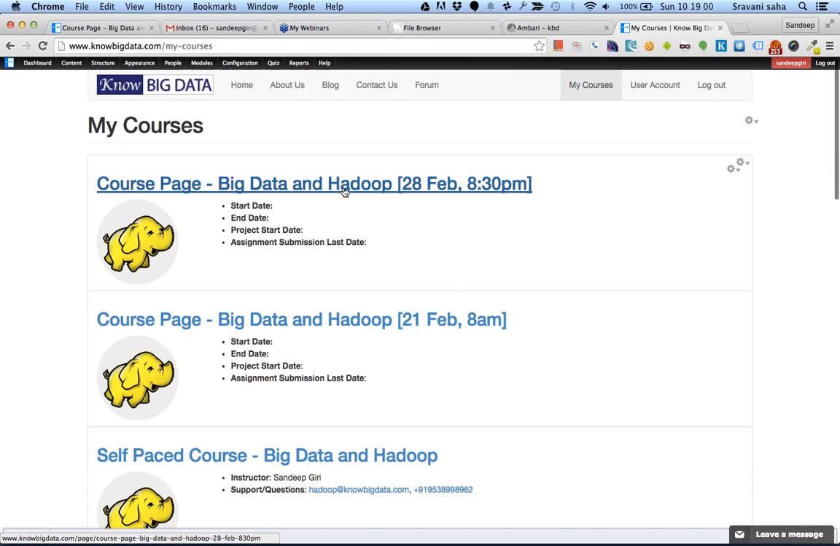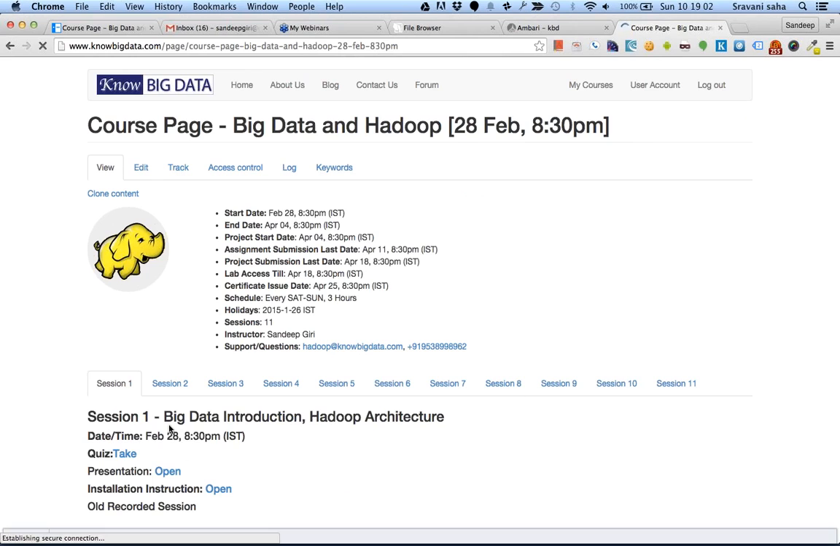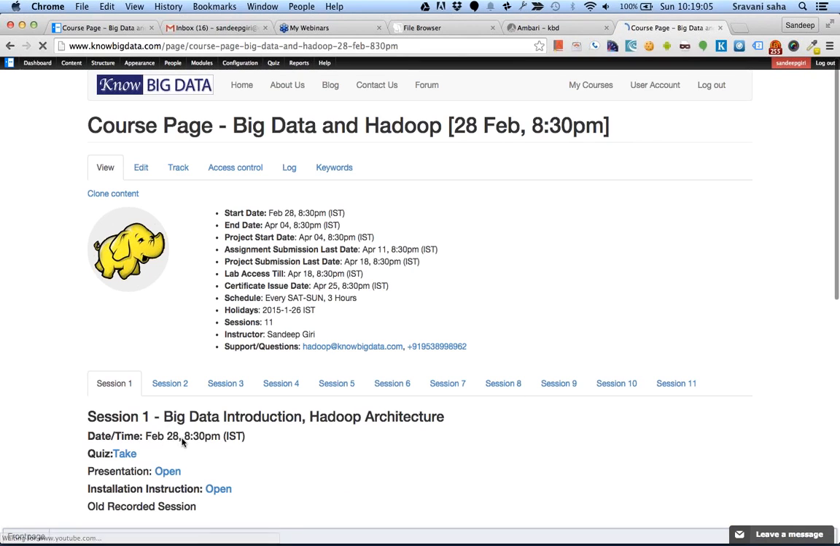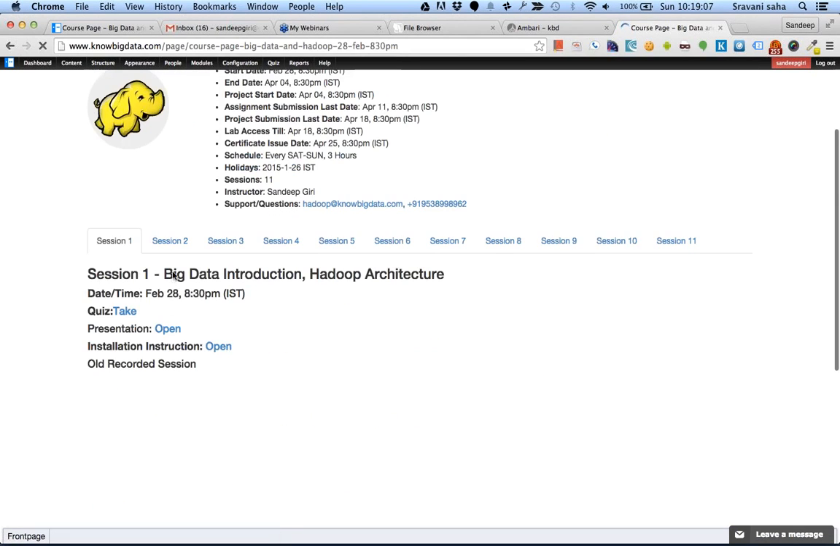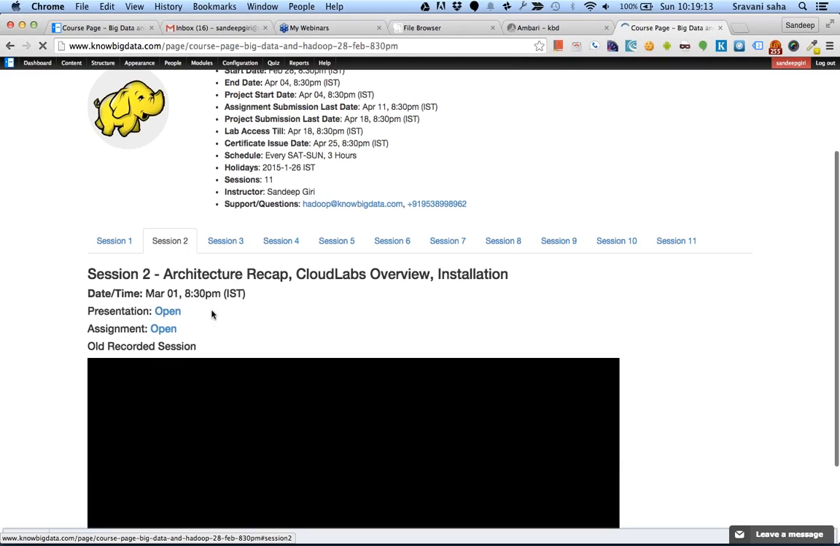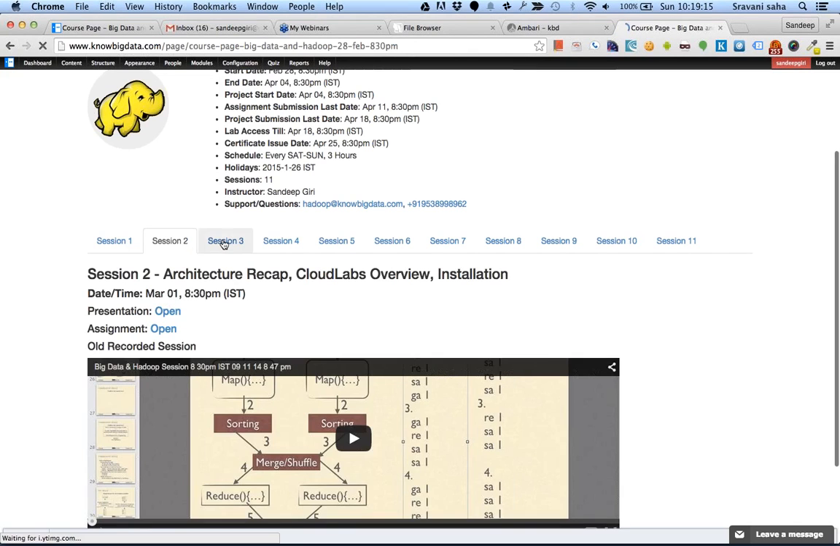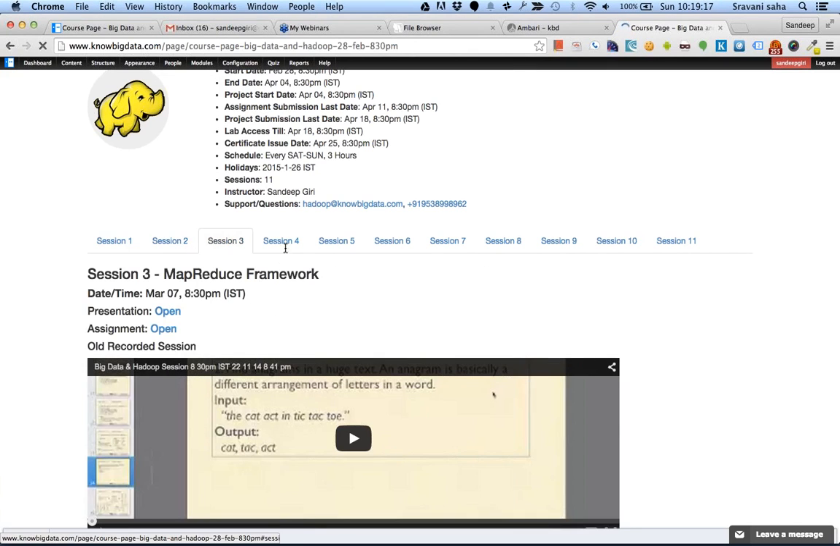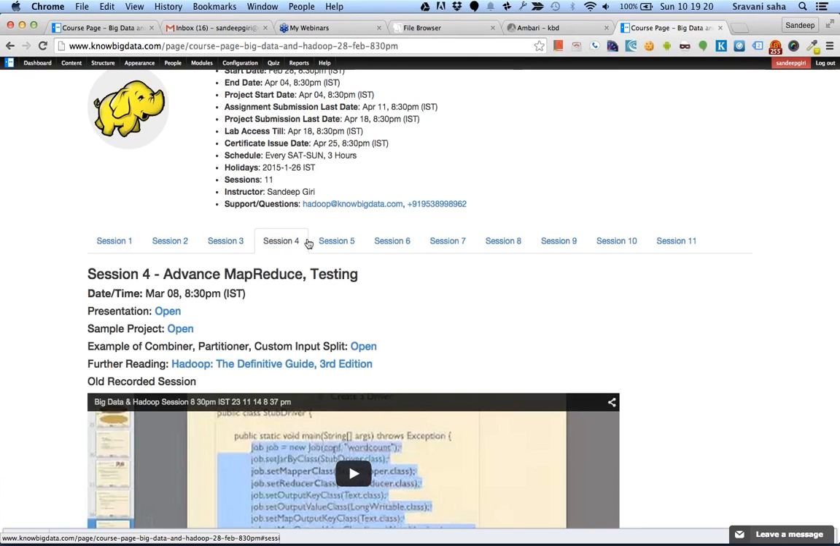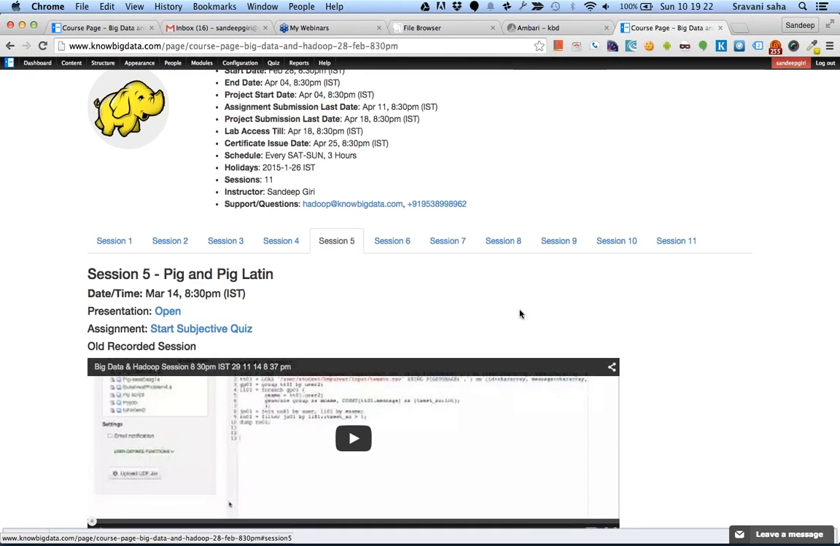Say for example, if you're signing up for 28th February, the first session will be on 28th February, then the second session will be on 1st March, and the third session will be on 7th March, then 8th March, and so on.